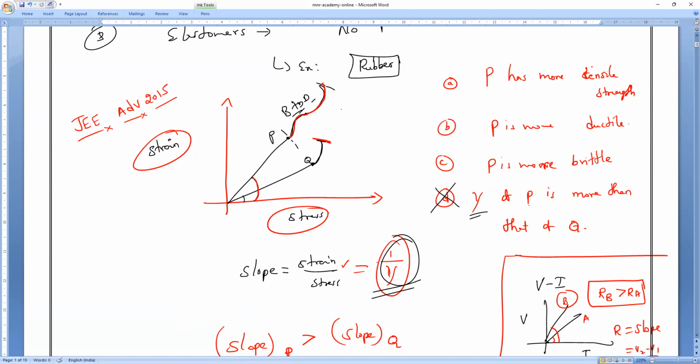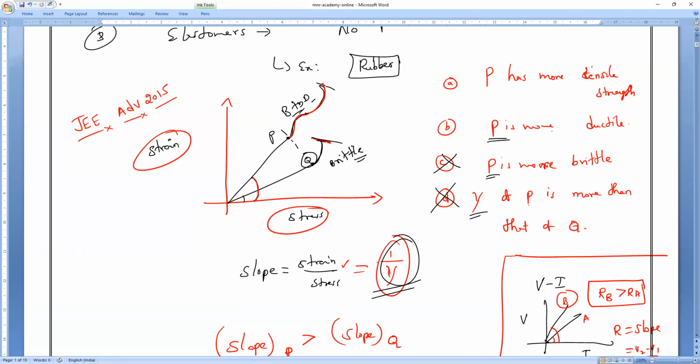So now who is brittle in nature? Q or P? Who will break fast? You can see, so Q. So if the graph is small, that means it is brittle. So who is the brittle in nature? Q. But here they have given P. So option C is also wrong.